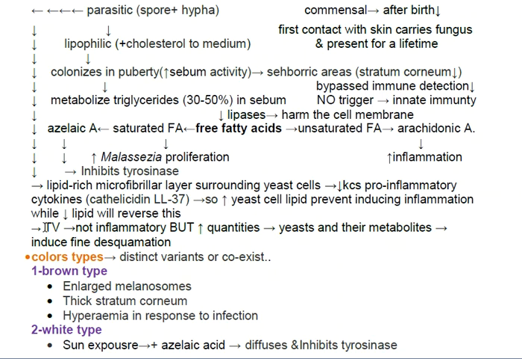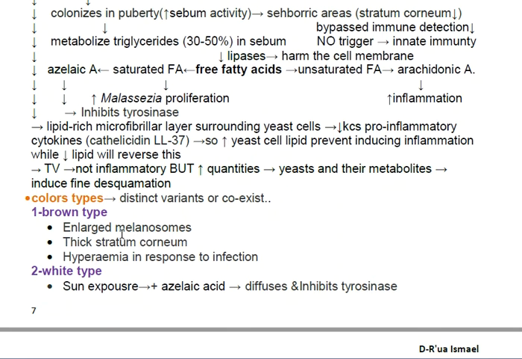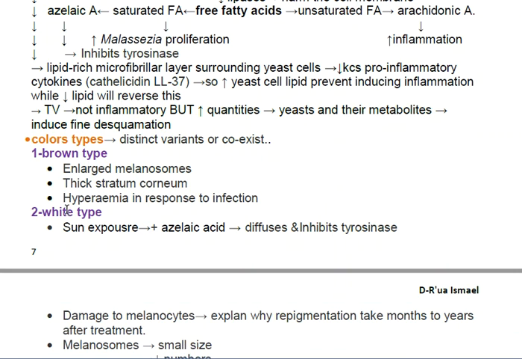Tinea versicolor is not an inflammatory type of disease, but due to high quantities of yeast and their metabolites, it can induce fine desquamation, which you can notice on the lesions. It has three color types. We can find one or two coexisting.